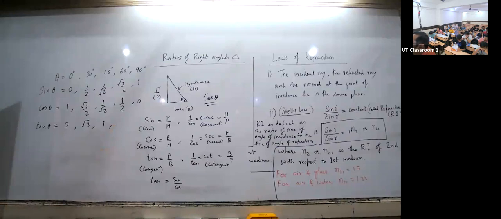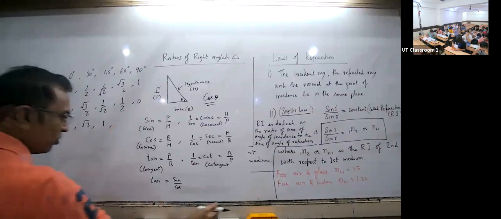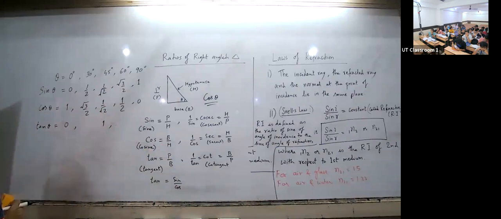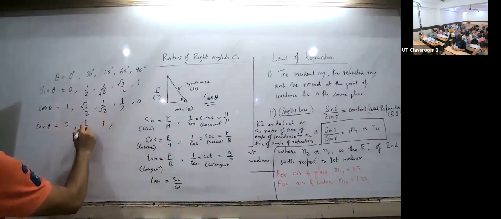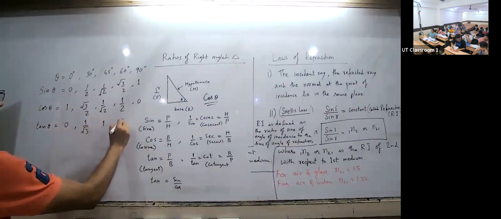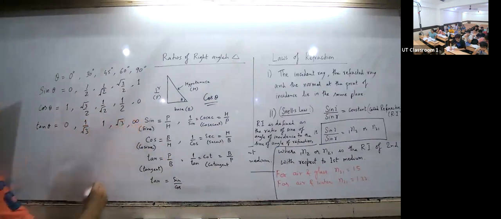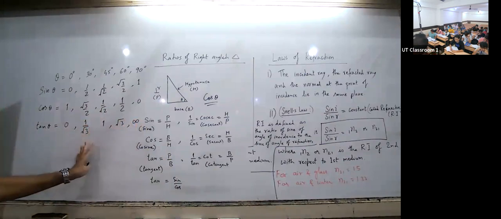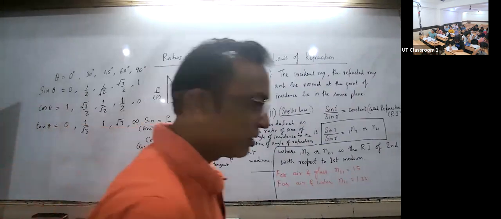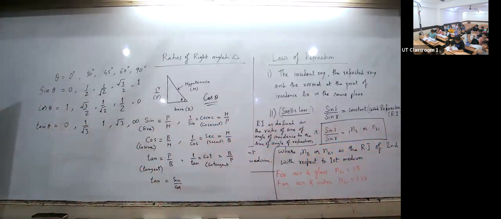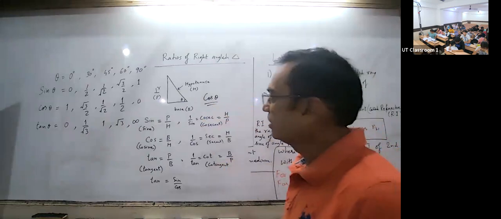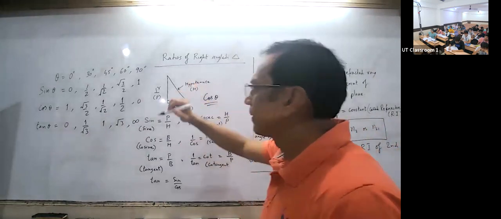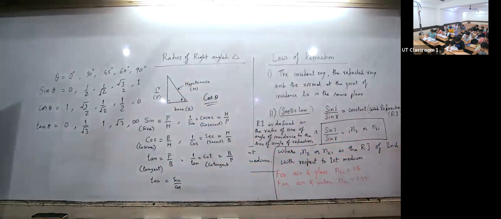It became reversed. This would have been 1 upon root 3. Root 3. This is infinite. It is not defined, right? 1 by 0. So don't break your head remembering these values now, but this is the basis of what sine and cosine are. These are basically ratios of sides of a right angle triangle. That's it. Okay.